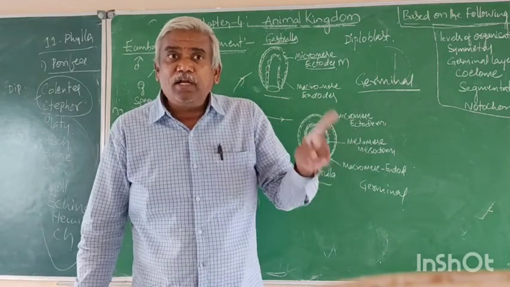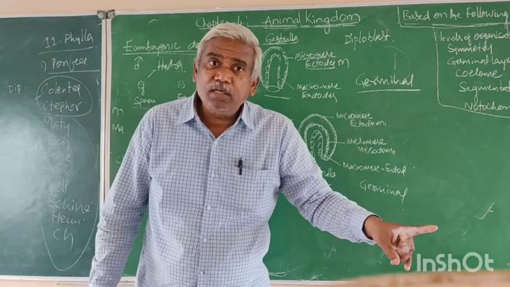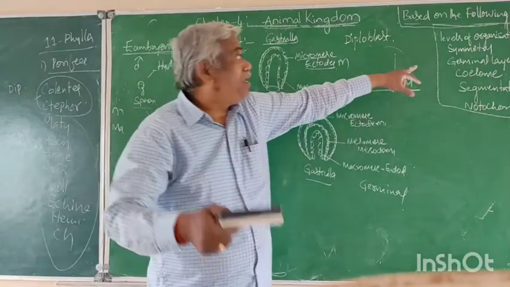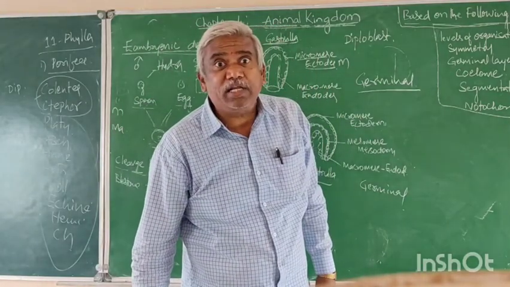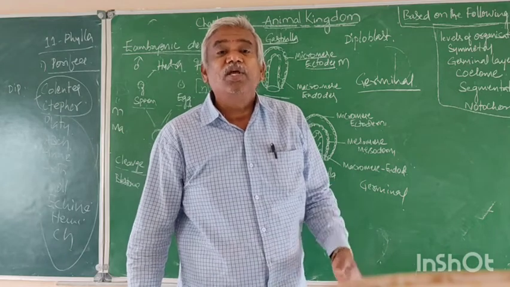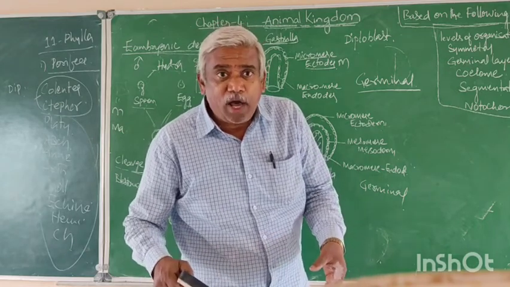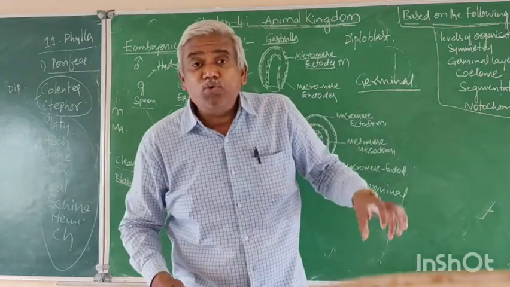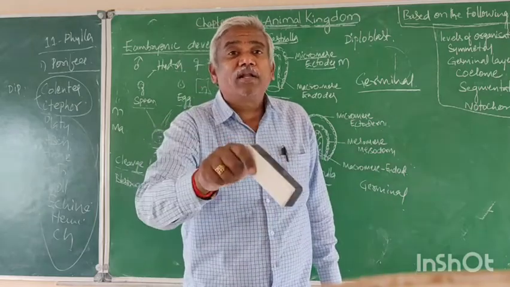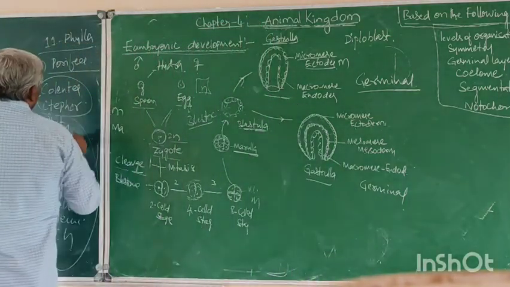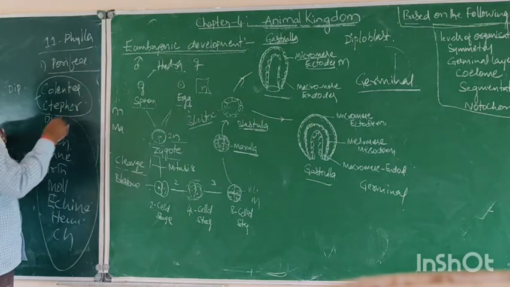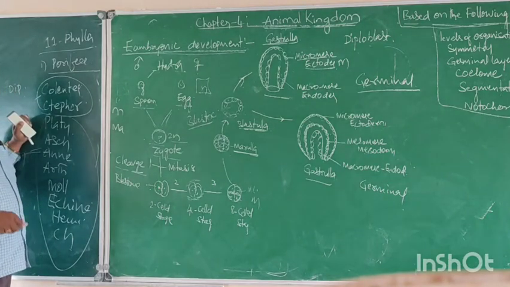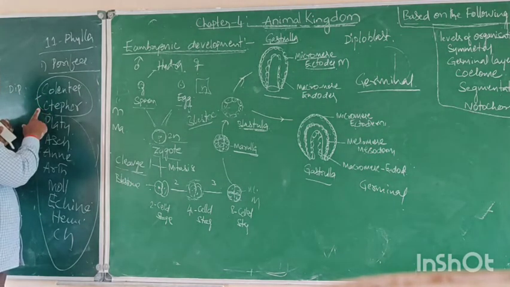Now, cnidaria and ctenophora have radial symmetry. How many germinal layers are present in ctenophora and cnidaria? Two. They are diploblastic. That means animals that are diploblastic must have radial symmetry.